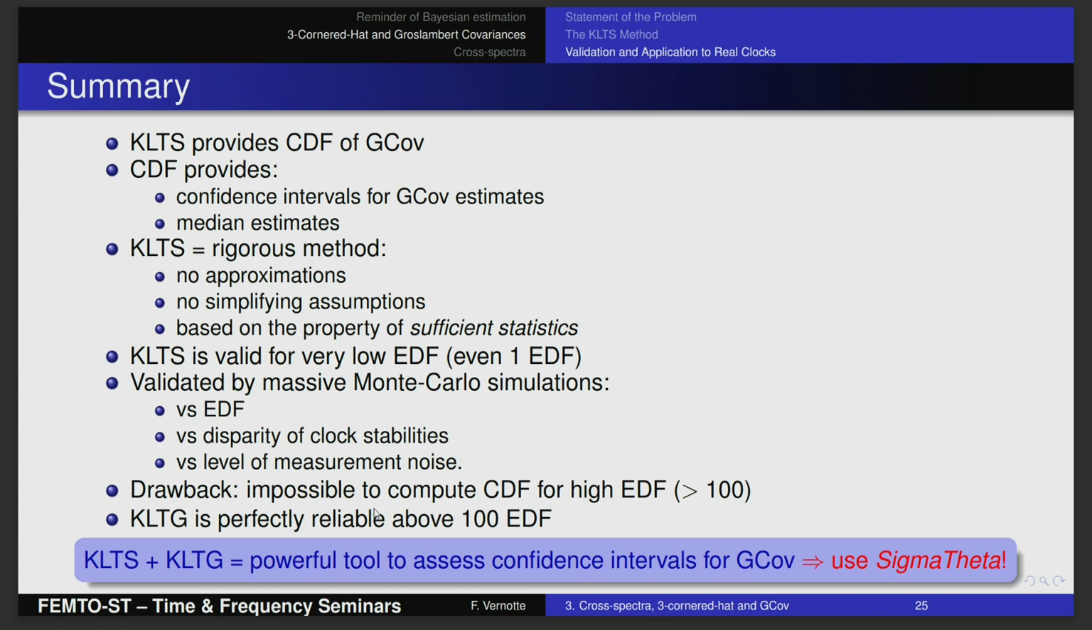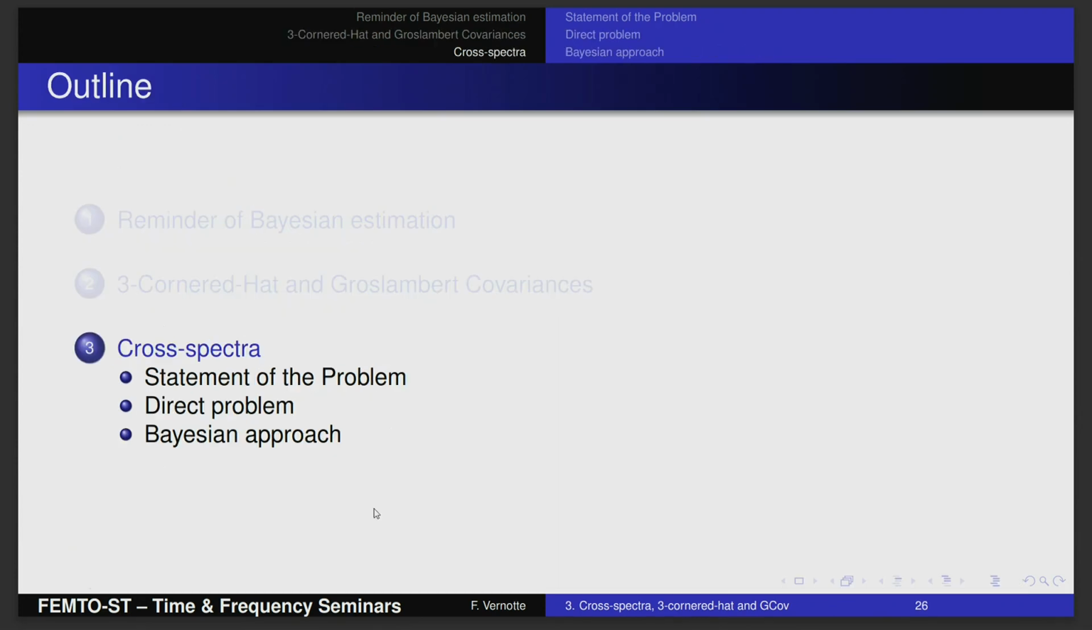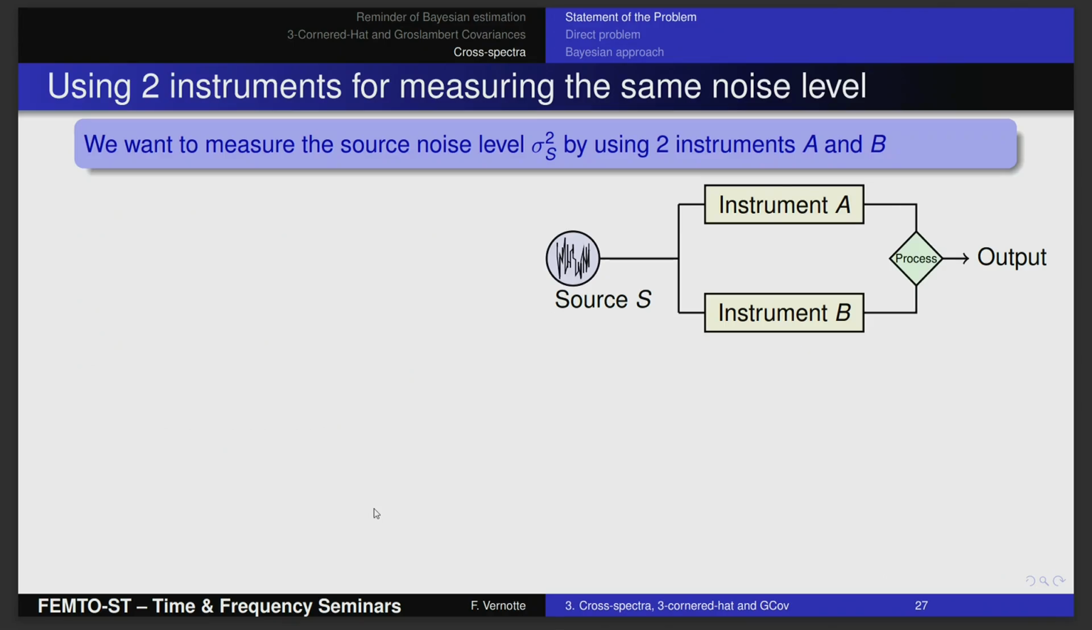So if you use sigma theta, you will directly use this formalism. Okay. So I will switch now to the last part, but it will be a little bit shorter. Don't be afraid. About cross-spectra, I will just give you a brief overview of what we did, of what Antoine did with cross-spectra. So what's the problem?